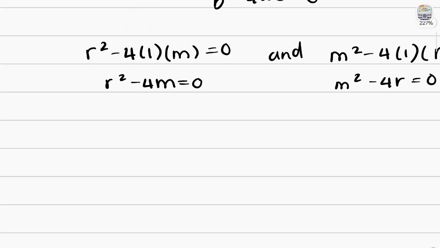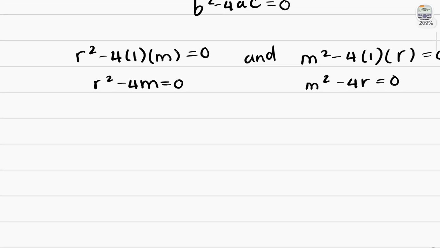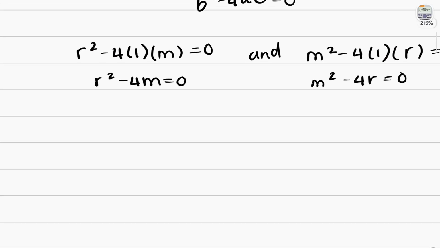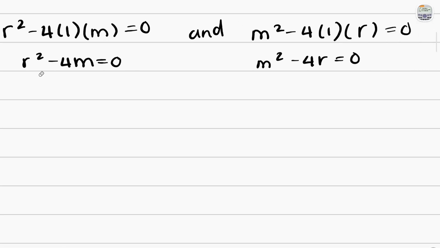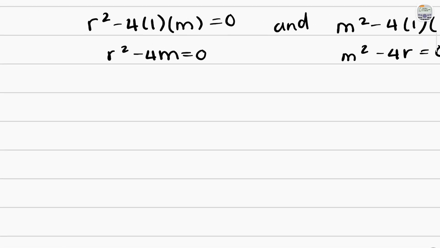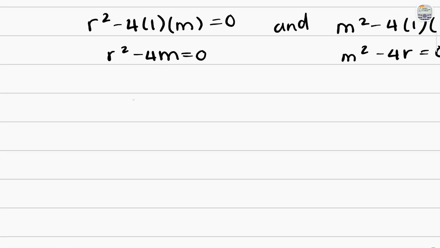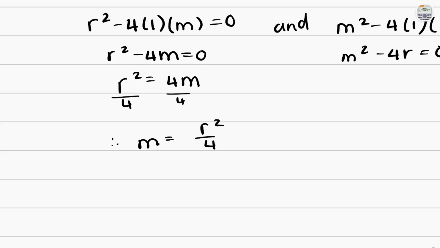Okay, so we have this, and you just have to make one thing the subject. So let's focus on making n the subject. It really doesn't matter because you see that they take the same form, really. So I'm going to transpose that, and we have r squared is equal to 4m, and then divide both sides of the equation by 4. Therefore, m is equal to r squared over 4.